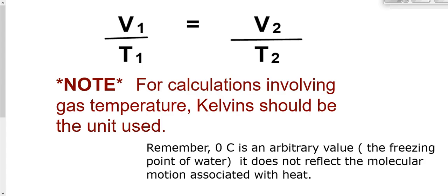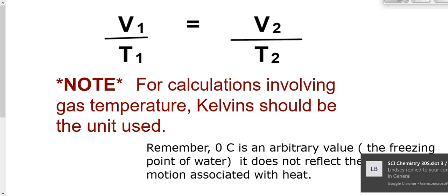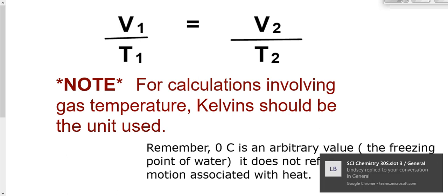So here's the formula for Charles's law. In Boyle's law, we had an inverse relationship. As one variable went up, the other went down, and we multiplied. In Charles's law, we have a direct relationship. As one thing goes up, the other goes up. And for a direct relationship, we divide. V1 divided by T1 is equal to V2 divided by T2.